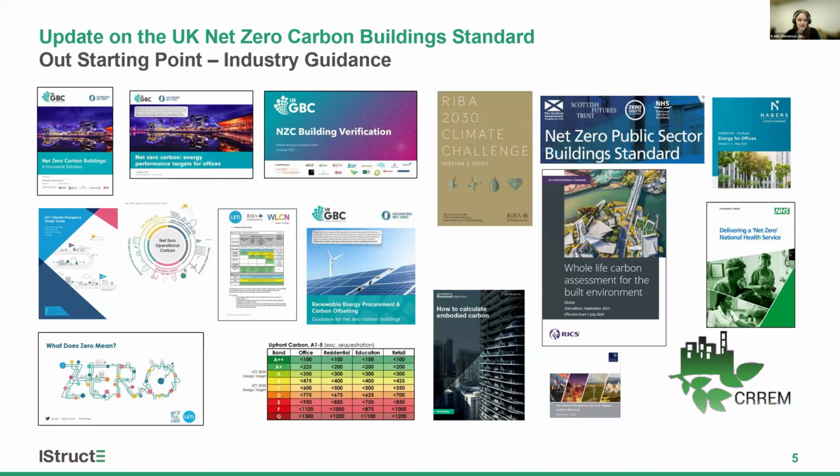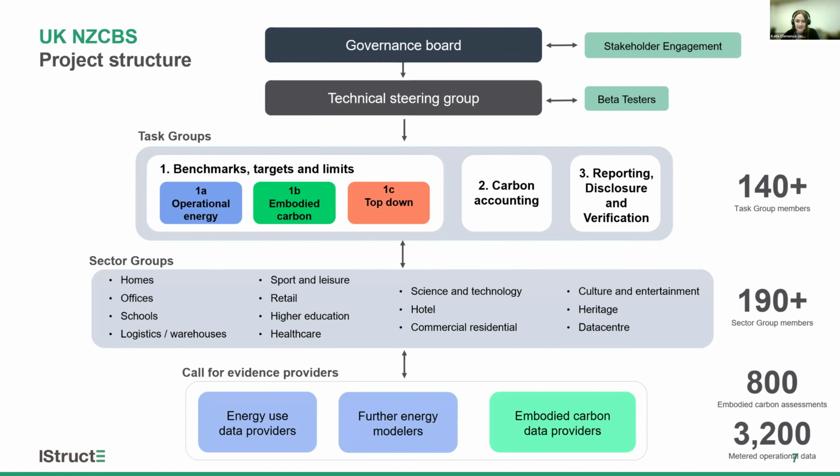I just want to talk a bit about how this standard has been created. I'm not going to take you through this in a lot of detail, but this is the structure that we've been using to run the standard. We have task groups, made up of specialist experts in different areas of carbon: operational, embodied, the top-down budget side, carbon accounting, and the reporting and verification aspect. We also have expert sector groups, who are industry experts in each of those sectors and have helped us to collect the data that we need and to set the limits in each of those sector areas. That's led by the governance board and the technical steering group. And we've collected absolutely loads of industry feedback through a call for evidence, a technical consultation last year, and a whole programme of stakeholder engagement.